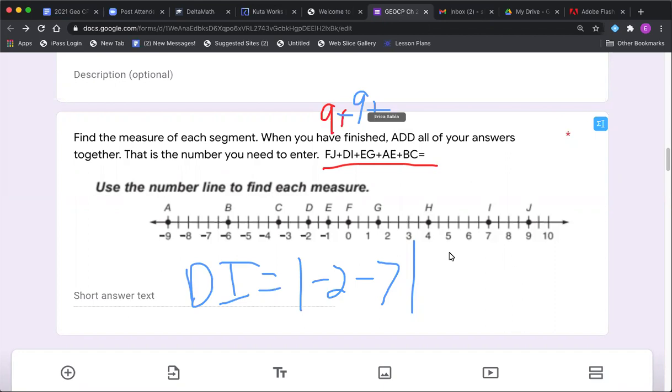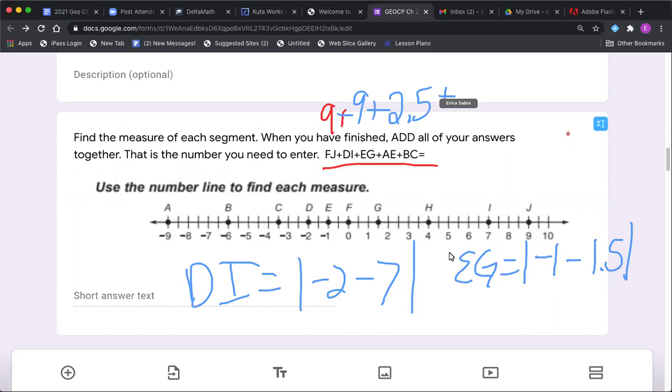EG. EG is going from -1 minus, let's see where G is, 1.5. -1 minus 1.5. That's -2.5. Take the absolute value. You get 2.5. All right, that was EG. Now we'll do AE. AE, what are you? -9 minus, let's see where E is, -1. So be careful, you have minus a negative. You know from algebra that that just turns into plus the positive. So -9 plus 1 is -8. Take the absolute value, you get 8.